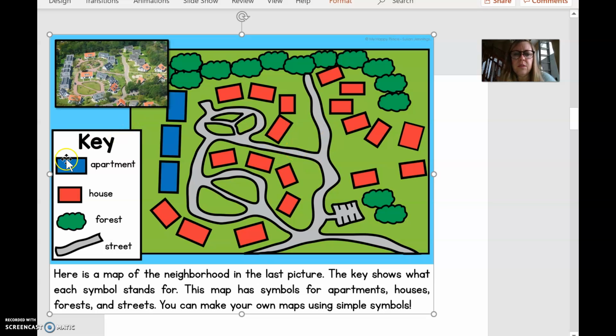So like I said, this one just has buildings, trees, and the street. So it can be that simple too. And just have fun. Take an adult with you, see if they have any interesting tidbits or advice on how you should make your map.